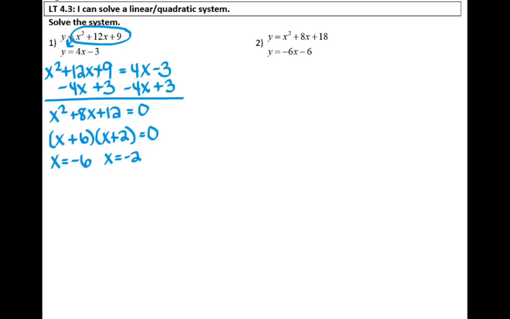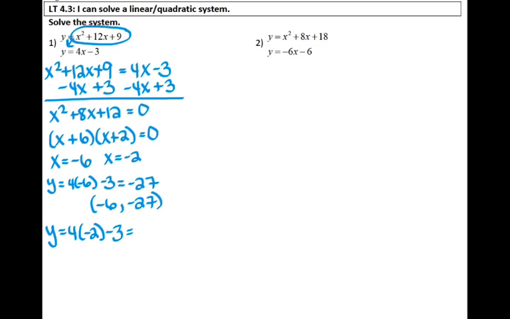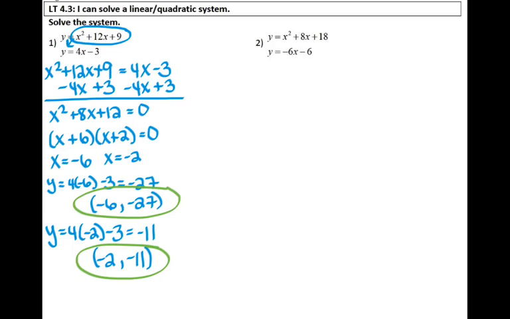Whenever you're solving, you need both an x and a y, so I'm going to go ahead and solve for y for both of those x's. So I have y equals 4 times -6 minus 3. That's -27. So your first ordered pair is -6, -27. And then I have y equals 4 times -2 minus 3, which is -11. So my second ordered pair is -2, -11. So then you have two ordered pairs.